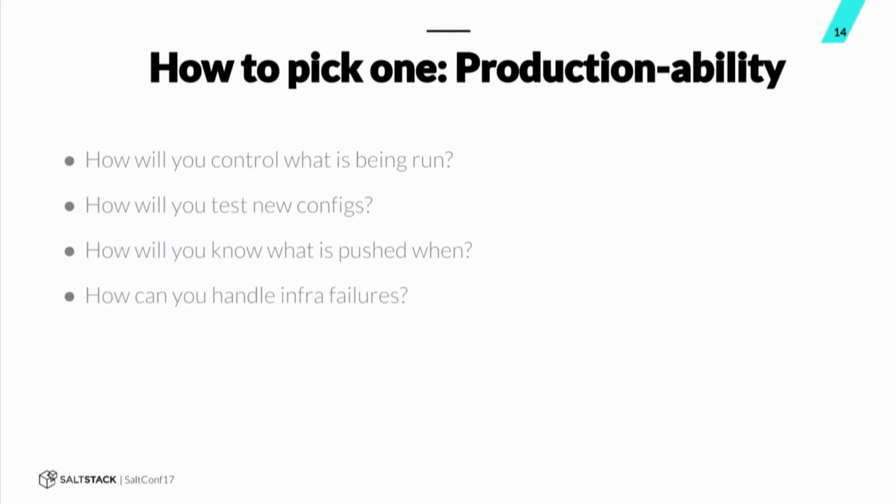And so the concept of code versus data. So some of these automation platforms out there are basically just like arbitrary code execution frameworks, which means that it's a bit more of a challenge to test certain things because you have to now test code complexity, not just data complexity. And then the last, second to last one, I guess, is productionability. So like how do you control what this is running on? How will you test new configurations? How will you know what's getting pushed when? How will you handle failures and interactions with other systems, right?